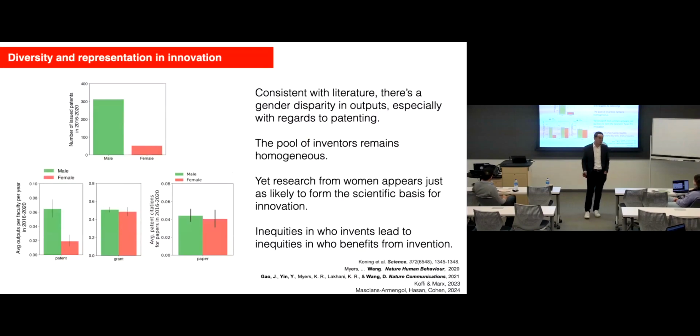Here's a simple example to illustrate. If I just look at male and female faculty members in terms of how much they patent, you see a very big gap, right? This gap is so big that you don't even need statistical tests. But if you look at how much of their papers are being cited by patents, they're basically indistinguishable from each other. So what this means is that this is not just a DEI issue, but also research shows that female faculty members have unique insights for women's health. So if there is inequity in who invents, it will also lead to inequities in who benefits from these inventions.